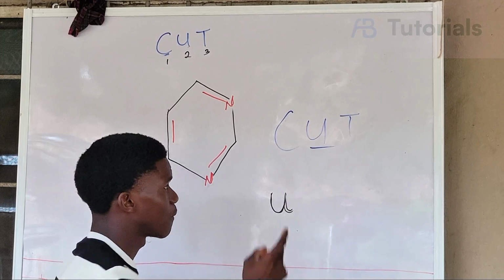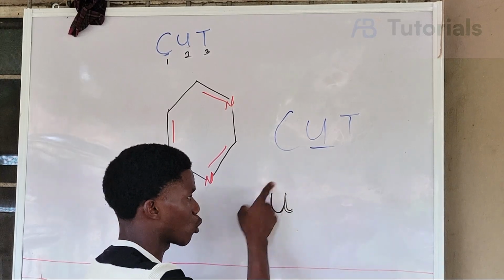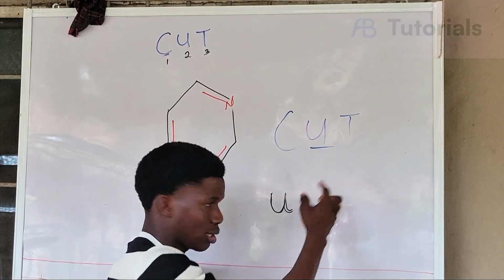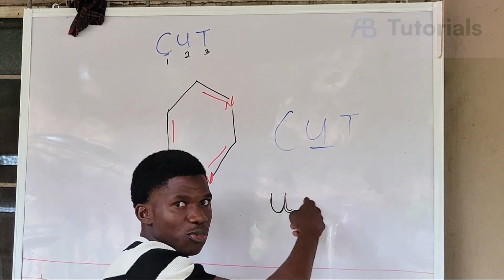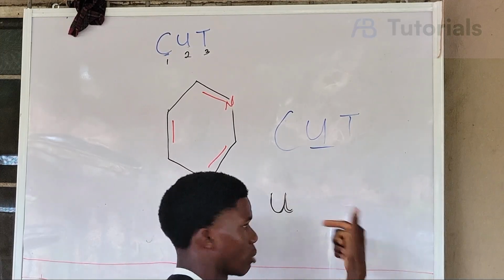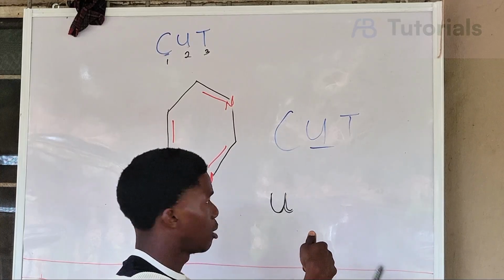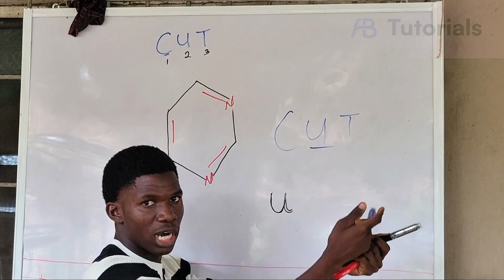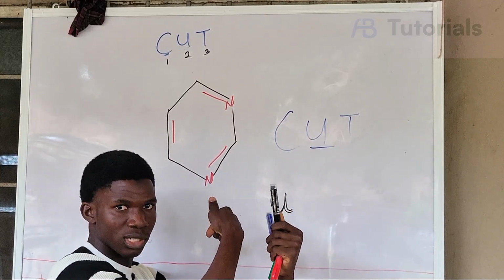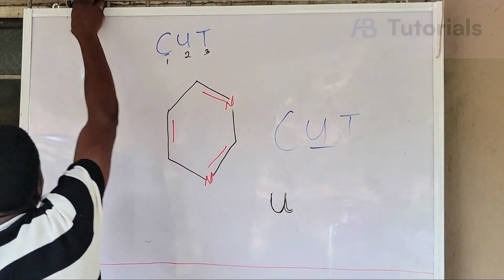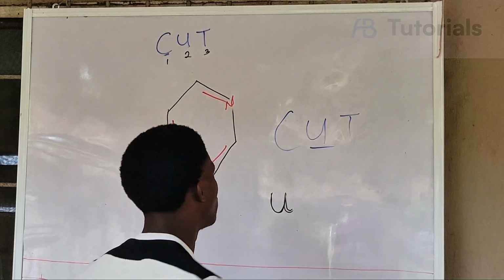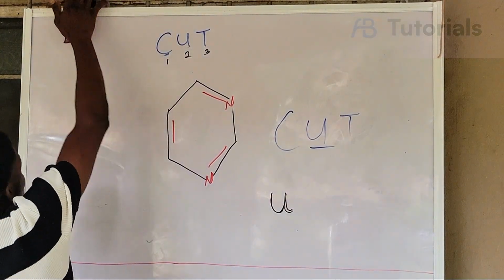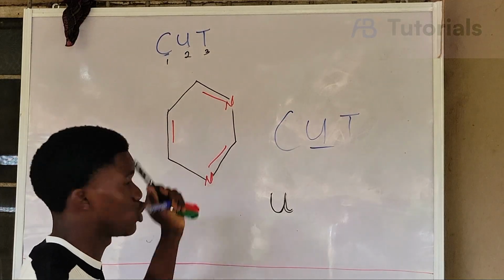Now, after drawing the structure of my U, if I want to draw T, which is after U, it means that I have to add something else to my U. Do you understand? But if I want to draw C, which is before U, I have to remove something from it. So let's do that. We have to draw the U first. You all know this is the first thing you have to draw.